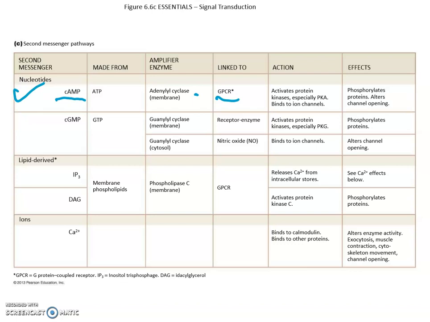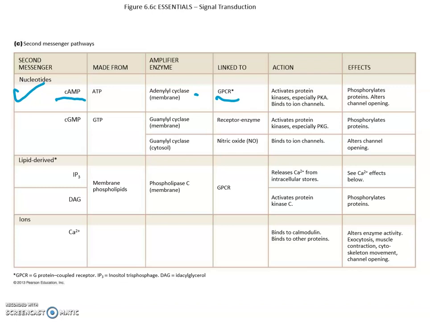Cyclic GMP is very similar, but for the purpose of this class, we're not going to talk much about cyclic GMP as a second messenger. Occasionally you will hear about it. It's linked to nitric oxide, and there's some other things. We'll pick that up in a different class.